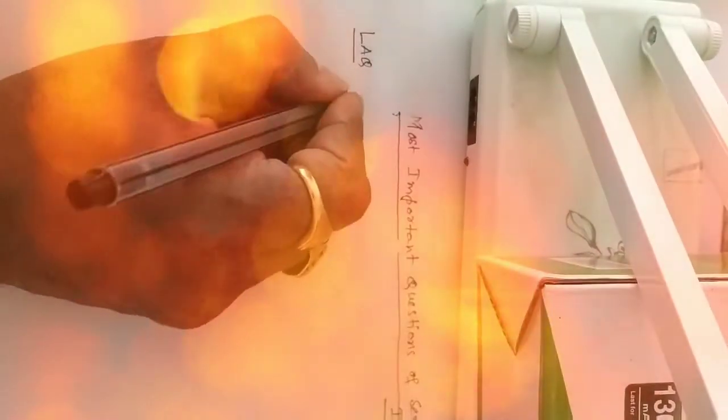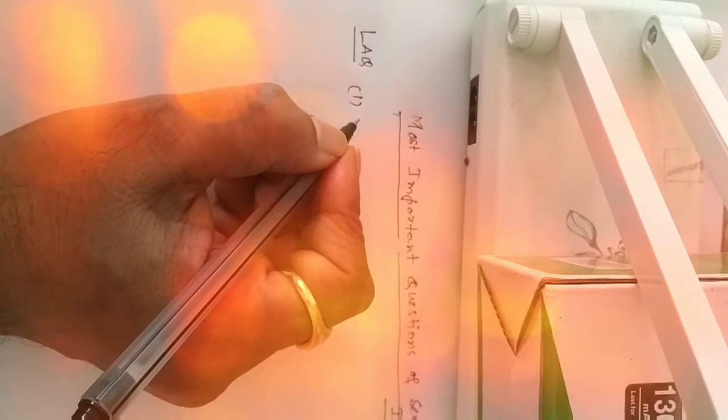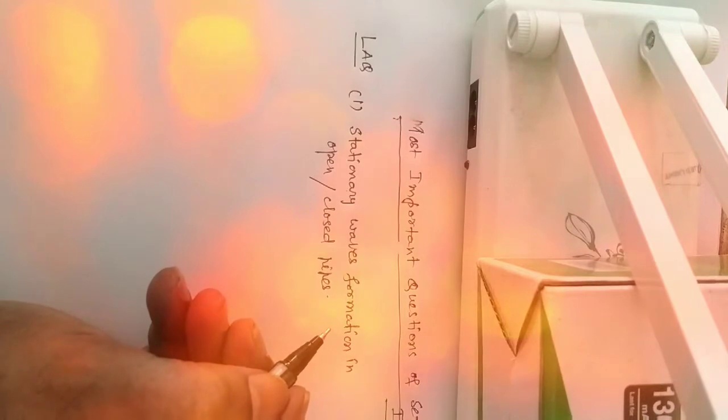First question: explain the formation of stationary waves in an air column enclosed in an open and closed pipe. So, stationary waves formation in open and closed pipes. You should read these two questions. Derive the expression for the frequency of the harmonics produced.